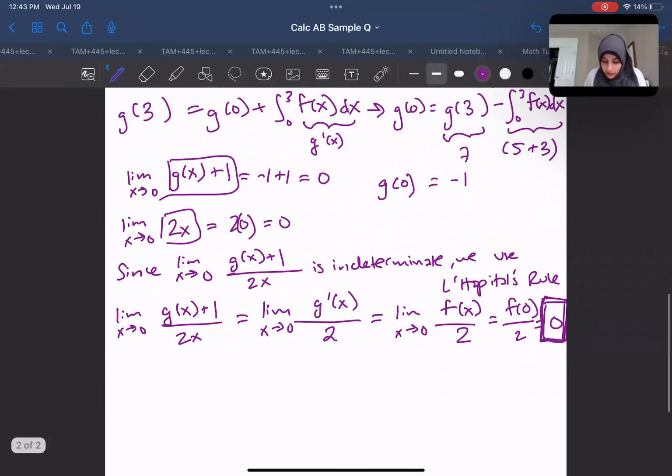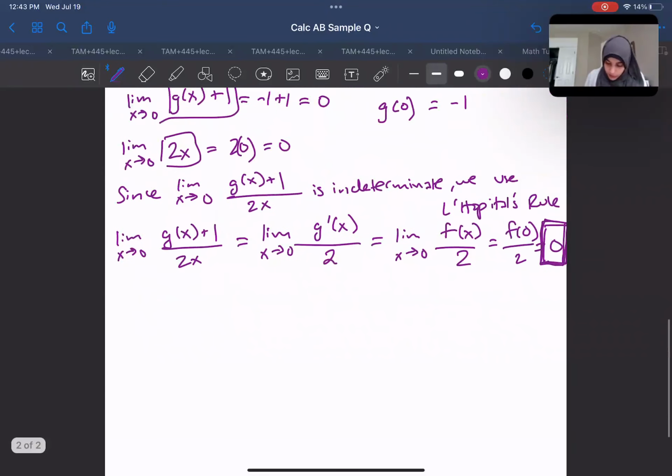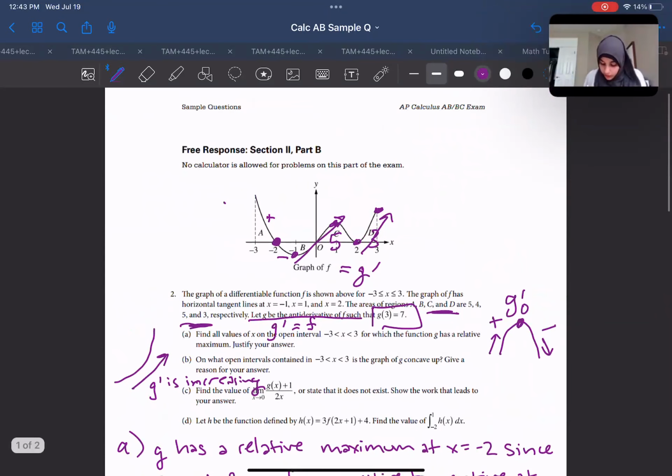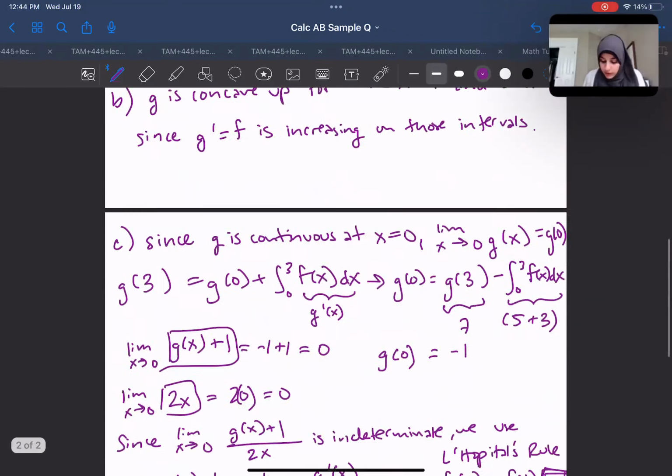That's my final answer. And then part D: let h be the function defined by h of x equals 3f of 2x plus 1 plus 4. Find the value of the integral from -2 to 1 of h of x dx. Okay.